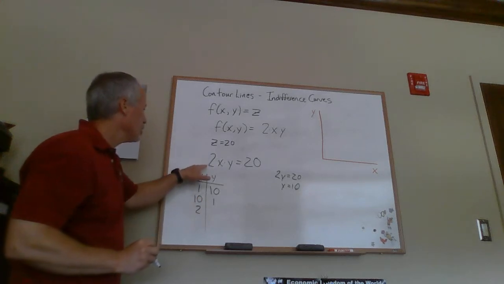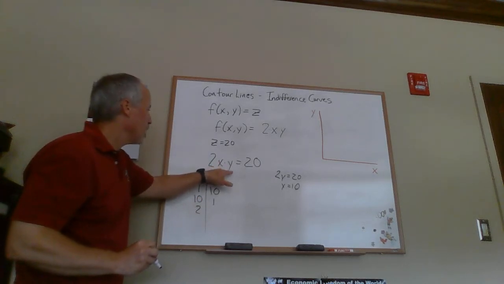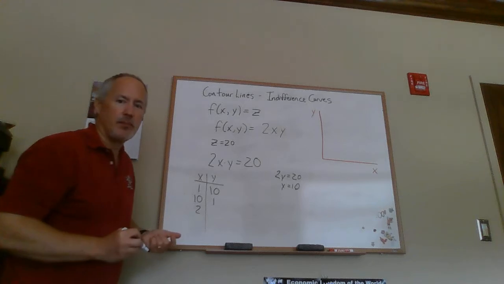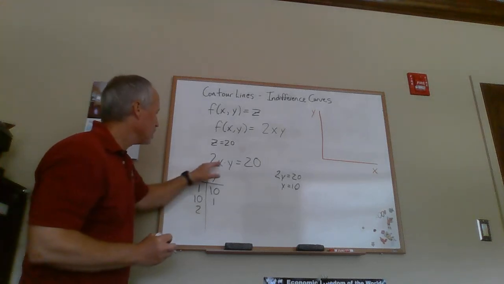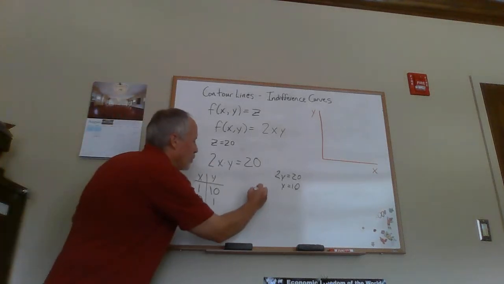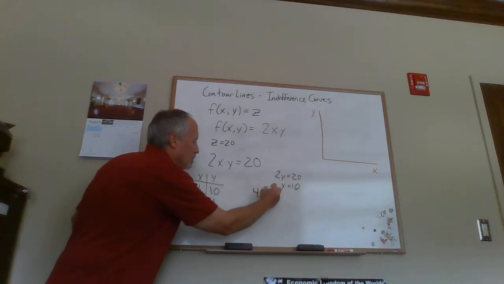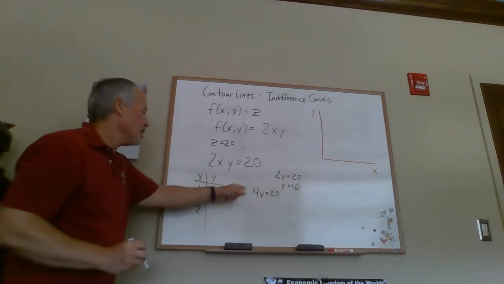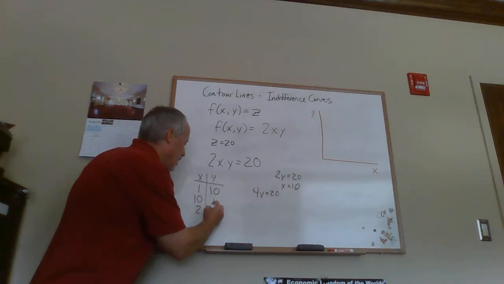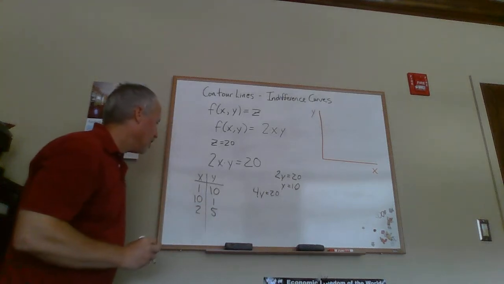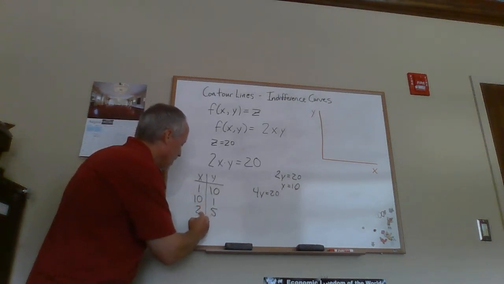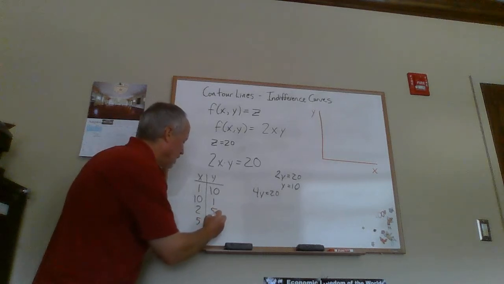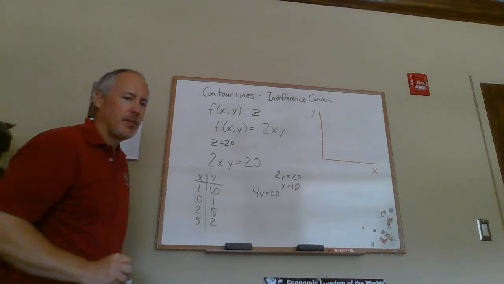If x was 2, we have 2 times y equal to 20. So 2 times 2 times y, that would be 4y is equal to 20. And then you divide through by the 4, and that would give us that y would have to be 5. And again, that would also give us that if x was 5, then y would be 2.